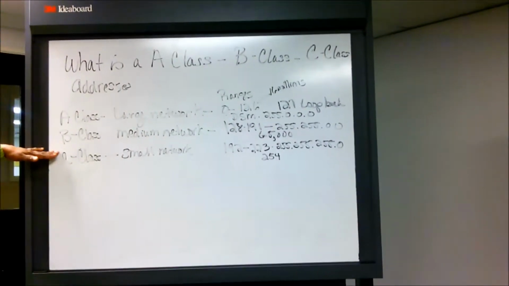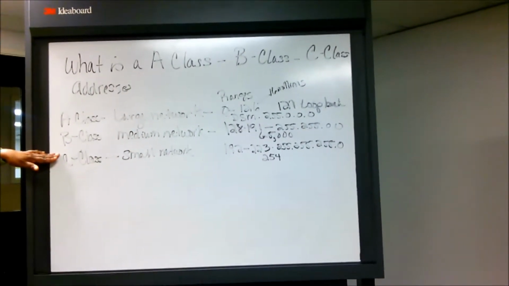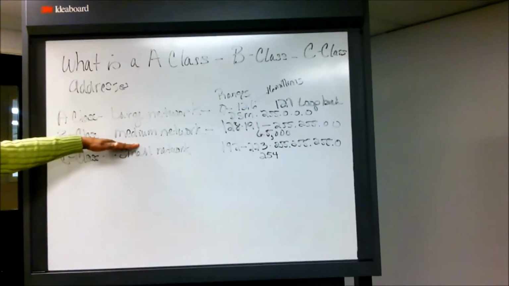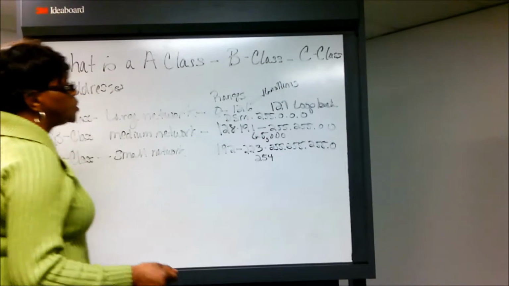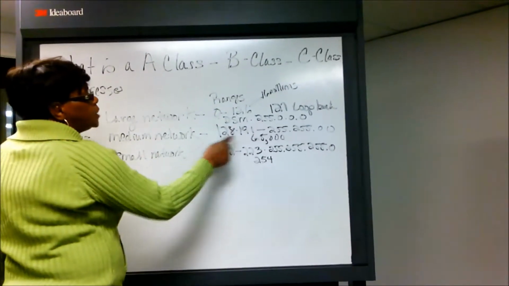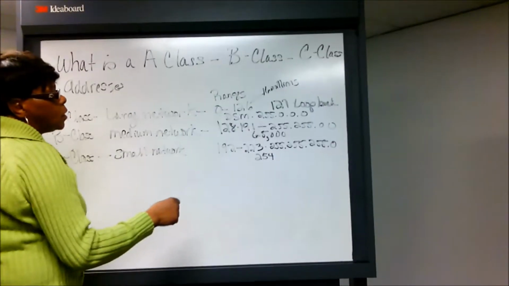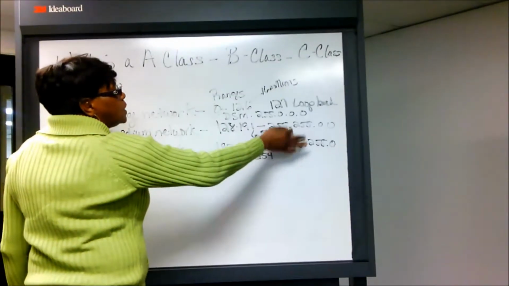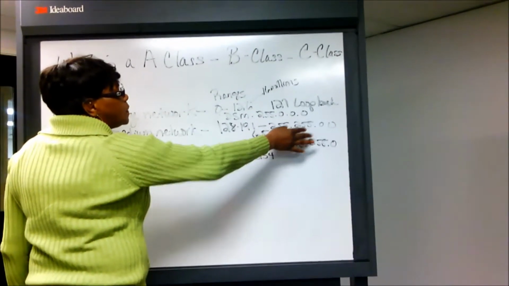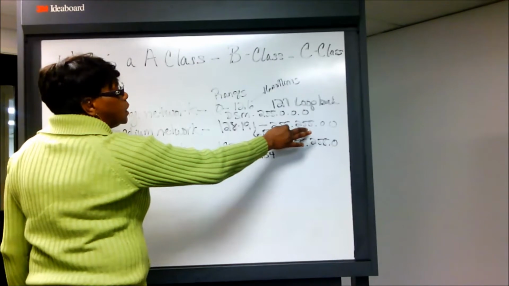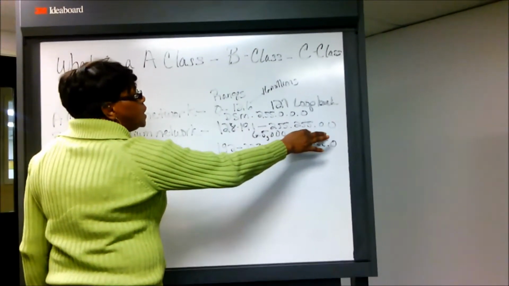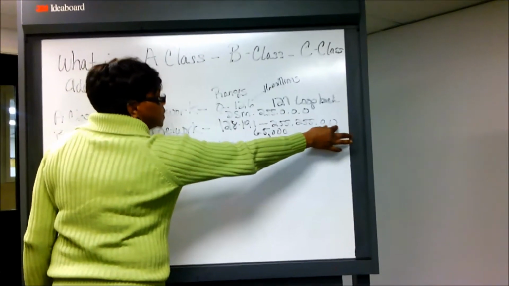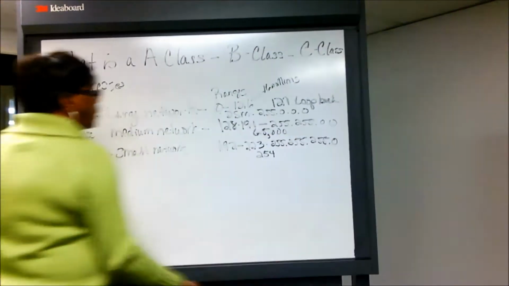Now, for the B class, IP addressing is used for medium networks with about 65,000 available IP addresses, and the range starts from 128 to 191, and the subnet mask for that range is 255.255.0.0, with the zeros representing the host part.